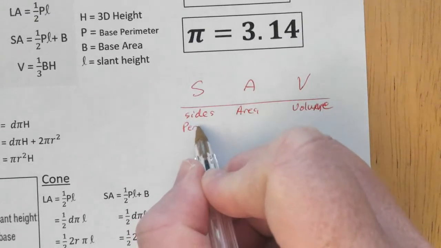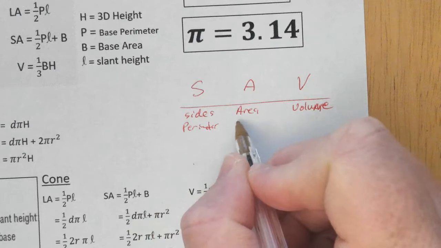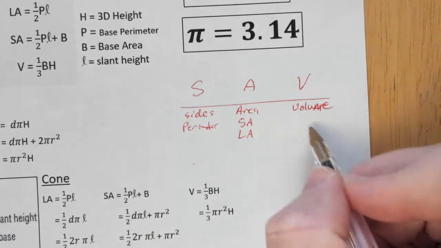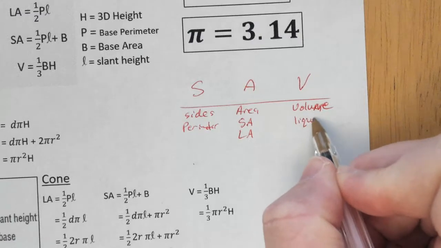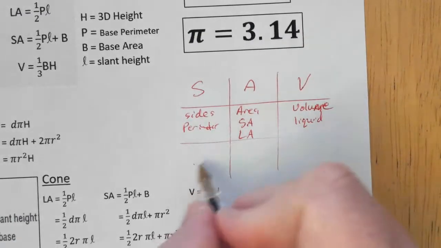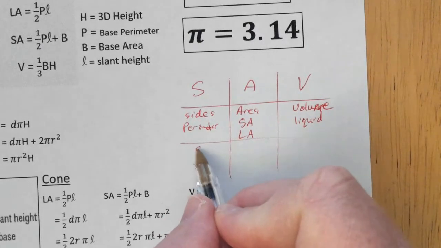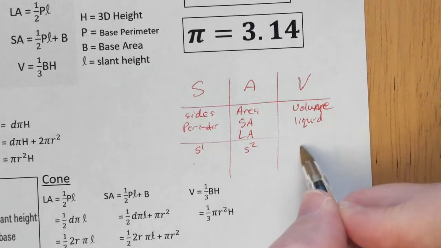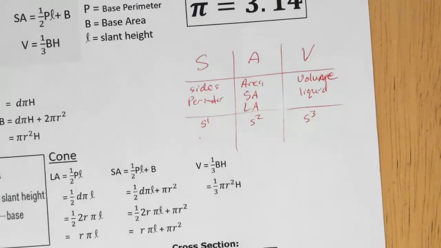Sides, it could also be perimeter. Area could be surface area. It could be lateral area. Volume, anytime we're basically talking about a liquid, right? And the basic gist is that sides are to the power 1, area is sides to the power 2, and volume is sides to the power 3, right?